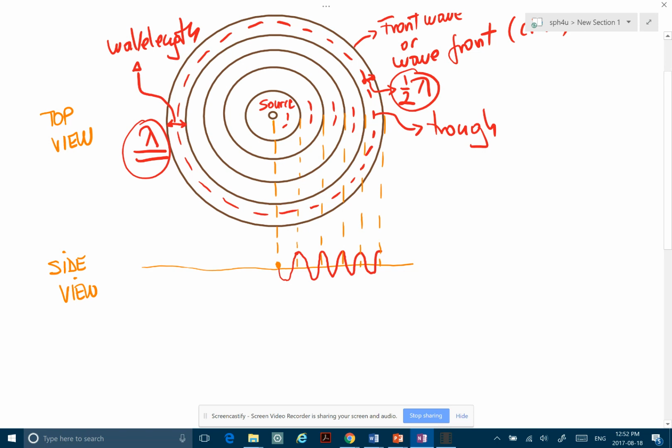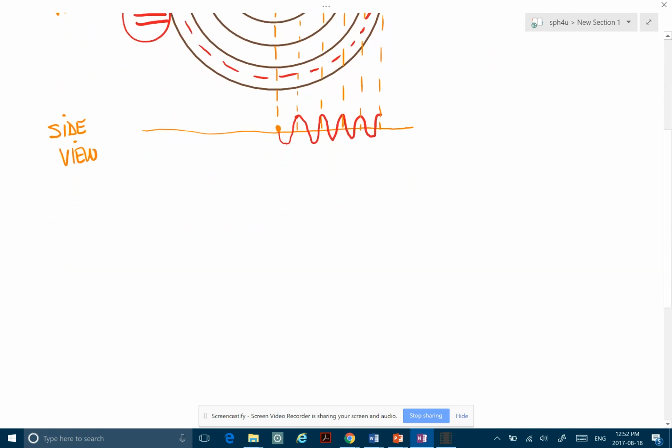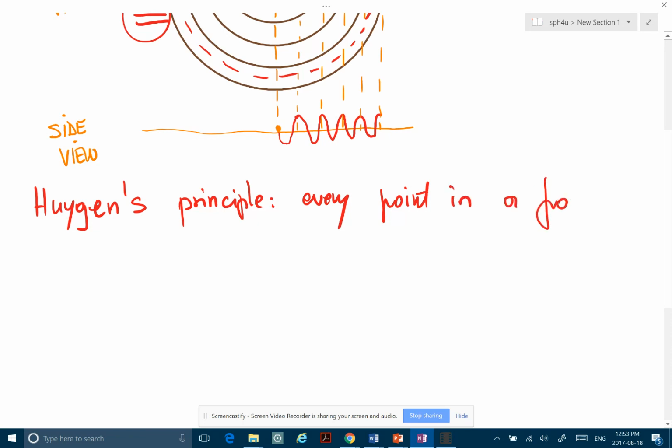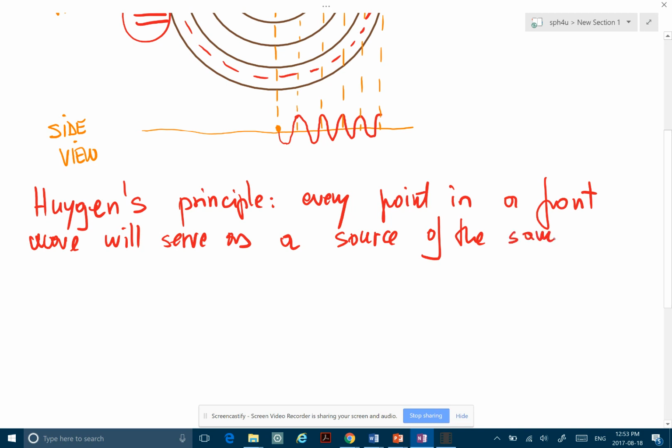So based on this framework, and based on experiments, Huygens, a scientist, the father of the wave nature of light, came up with a principle known as Huygens' principle that every point in a front wave or wave front will serve as a source of the same type of wave.